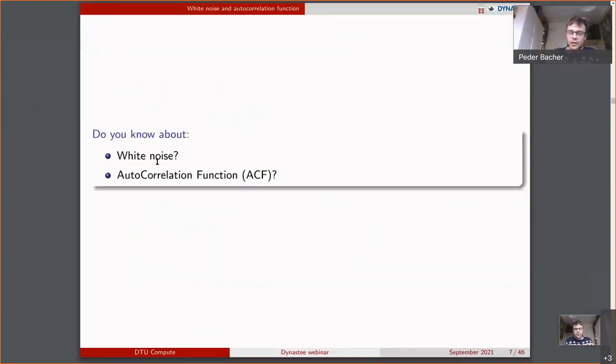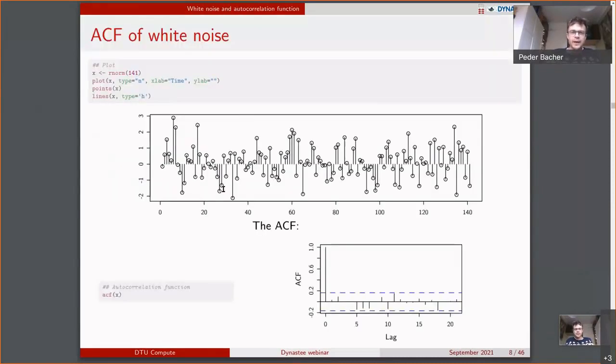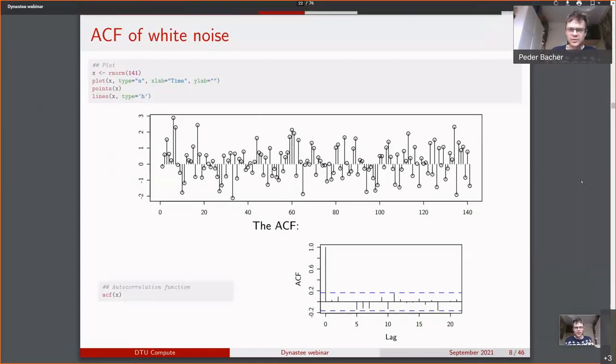But first of all, we need to know what white noise is. And now I can ask you, but I cannot hear your answer. We need to know what white noise is and what the autocorrelation function is. So I'll quickly go through those first. Basically, the autocorrelation function is a function which checks for correlation in time, so correlation between lagged values of a time series. We see the result of the autocorrelation function here for some data which I just generated.